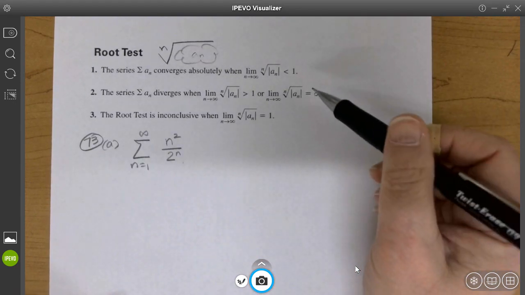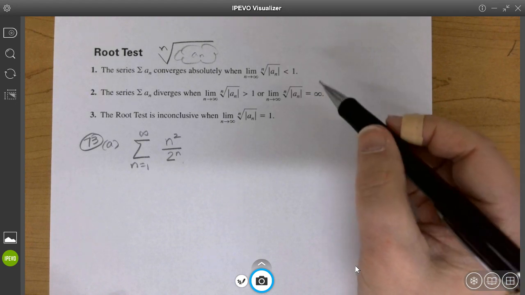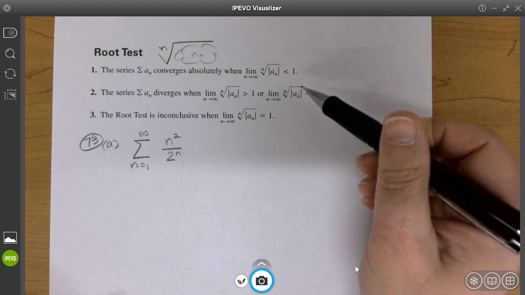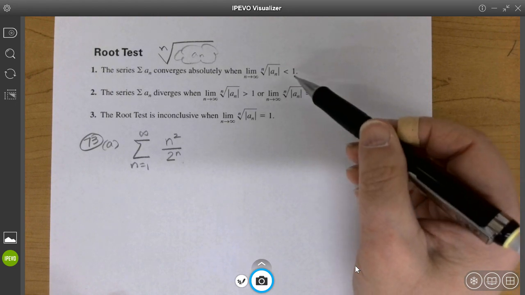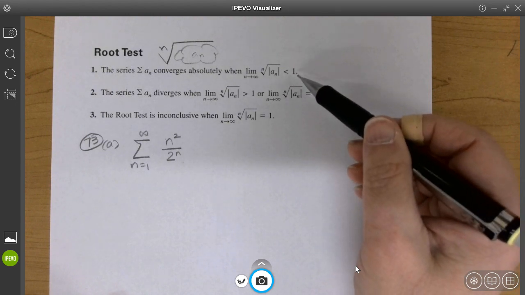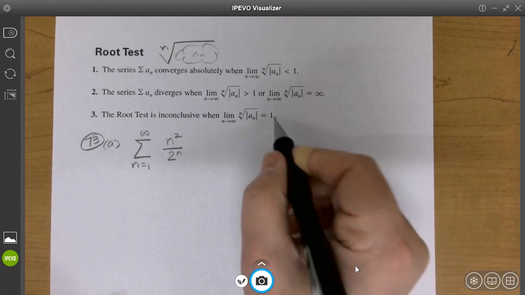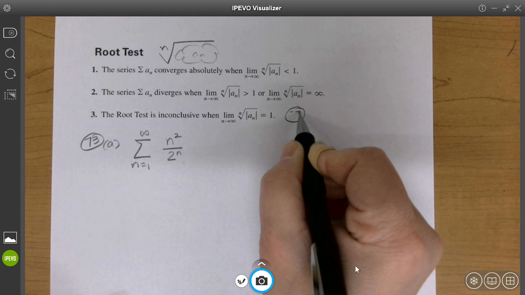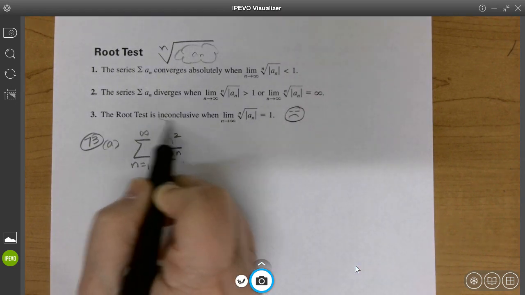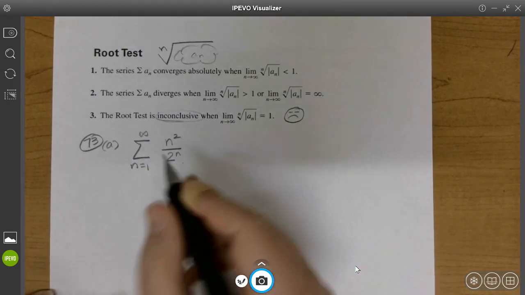Now the root test has the same conditions as the ratio test. If your root test limit turns out to be less than 1, then it converges. If it's greater than 1 or infinity, it diverges. And if it's equal to 1, again, you have to try a different test because it's inconclusive. So let's do it.